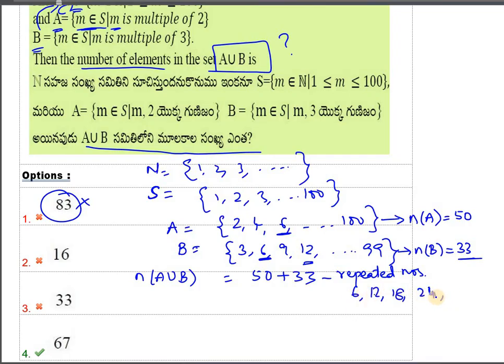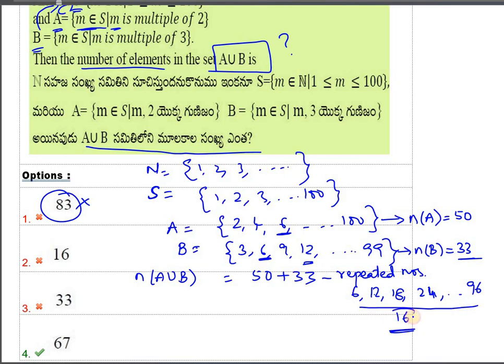So below 100, what is the last number that is a multiple of 6? 96. Right? 16 6s are 96. So how many will be there? This will be the 6 table. So 100 divided by 6, how many you will get? 16 you will get. 16 6s are 96.